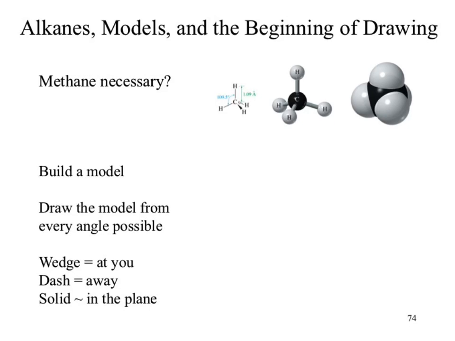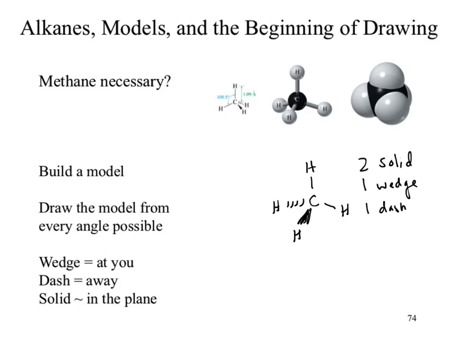and in the different potential ways that we could represent a drawing of methane. So one of the big things that's going to come out of your drawings for methane is our standard default for all carbons, for all sp3 carbons, would be that we're always going to have two solid lines. We'll have one wedge and we'll have one dash.